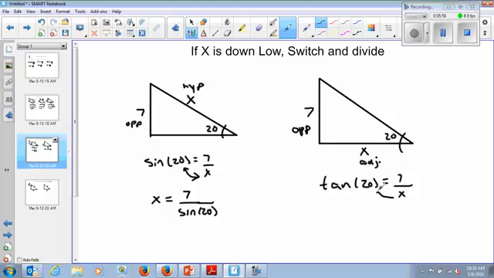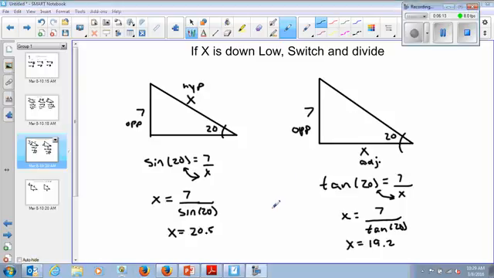Again, x is down low, so we're going to switch. X will equal 7 divided by tan 20. So go ahead, do these calculations. I'm going to hit pause and then show you my answers. Make sure your answers match mine. Okay, here are my answers.